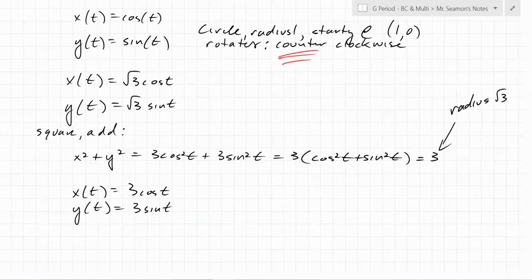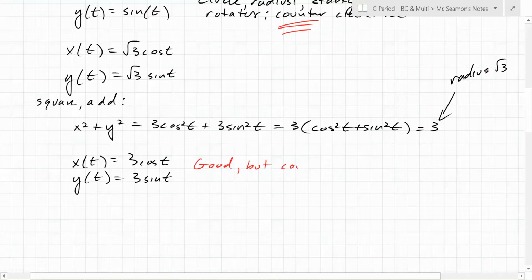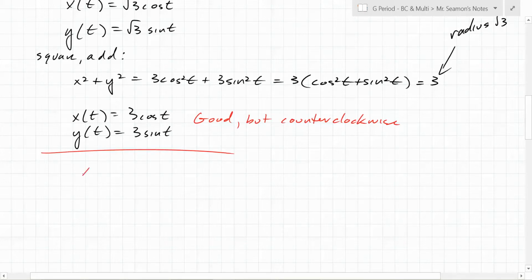How do we get it to go the other direction? Switch the sign. So maybe switch this. So this is good, but counterclockwise, right? So, Ali, what was your first idea? Turn 3 cosine t into 3 sine t for x. Yeah, so maybe do it as x of t equals 3 sine t, and y of t equals 3 cosine t.